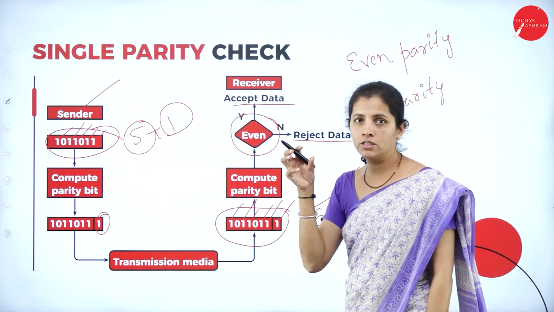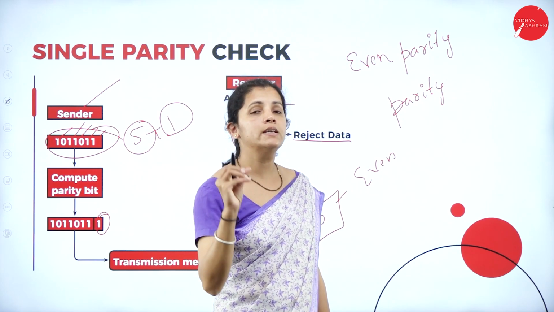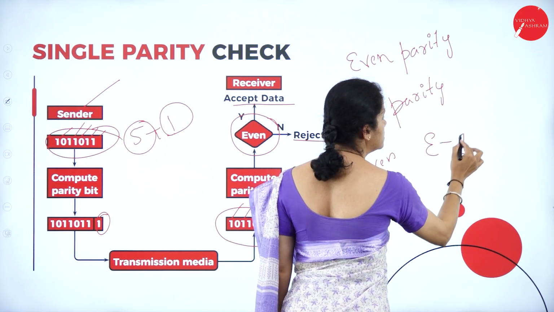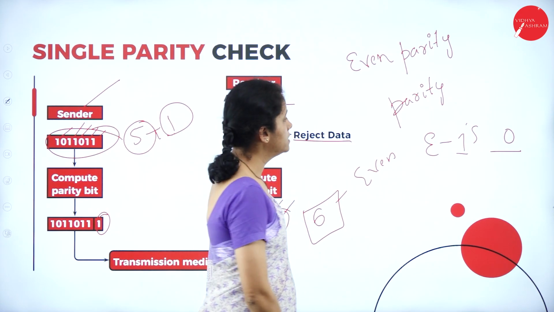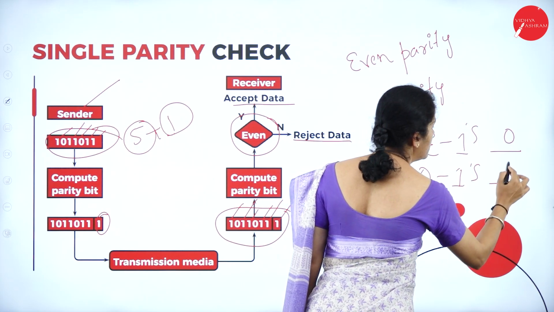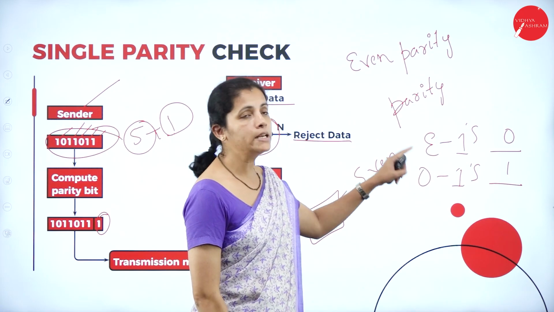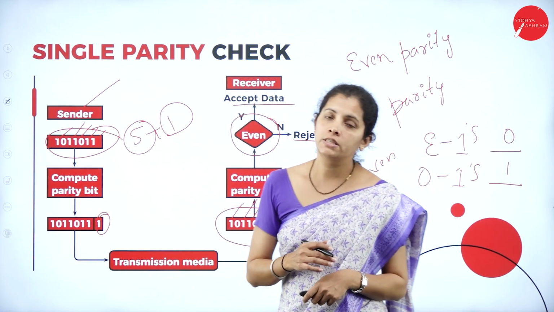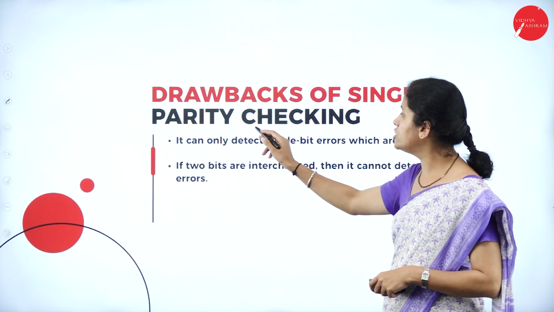How to remember the concept here? I want to consider the total number of ones in my data bit. If I have an even number of ones, directly place 0 in my parity bit. Suppose I have an odd number of ones, then write 1 in my parity bit in order to make it even parity. Now, let me see the disadvantage of this single parity checking.